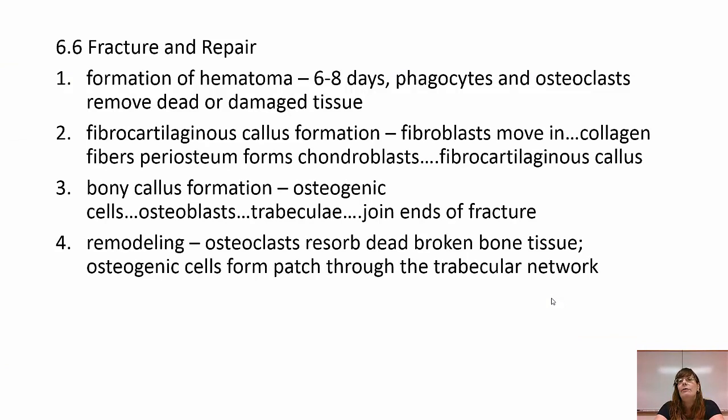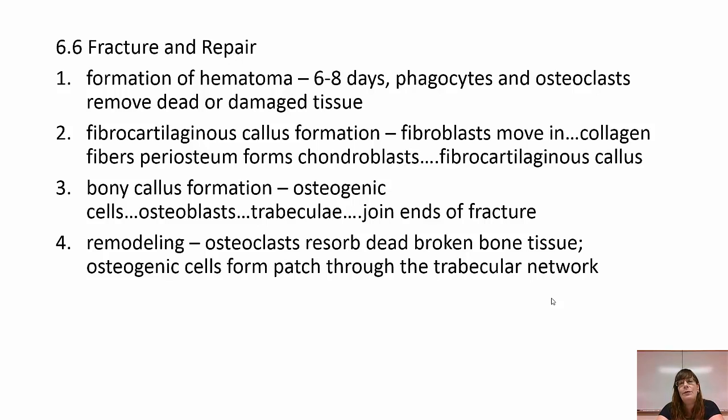So, fracture and repair. The first thing that happens is a hematoma forms, about 6 to 8 days. Phagocytes and osteoclasts remove the dead or damaged tissue. The second stage is a fibrocartilaginous callus forms: fibers, cartilaginous, kind of cartilage. Fibroblasts move in, collagen fibers in the periosteum form, chondroblasts appear, and you have this fibrocartilaginous callus form. Then osteogenic cells come in with osteoblasts forming trabeculae and joining the ends of the fracture. So this is the bony callus formation.